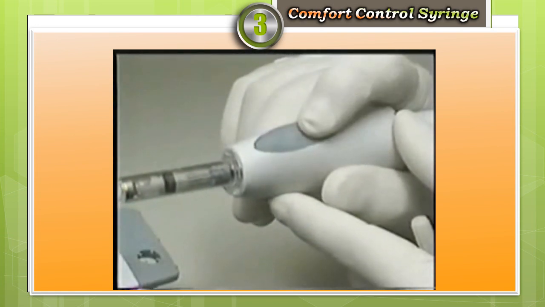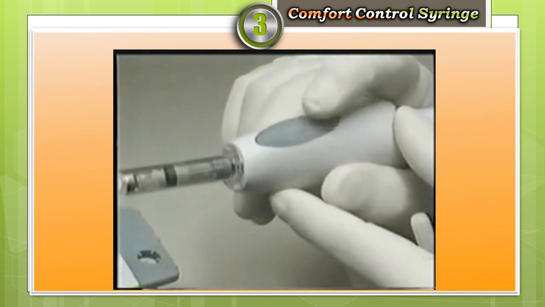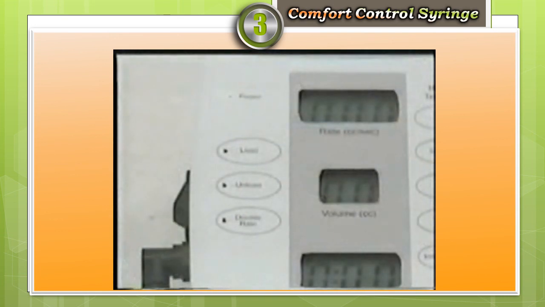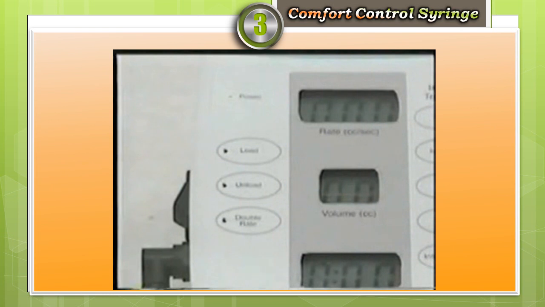2 beeps will sound to indicate the double rate. To return to the normal programmed rate, simply press the double rate button again. Please note that there is a double rate button also located on the control panel. This operates in the same manner as the double rate button in the handpiece.